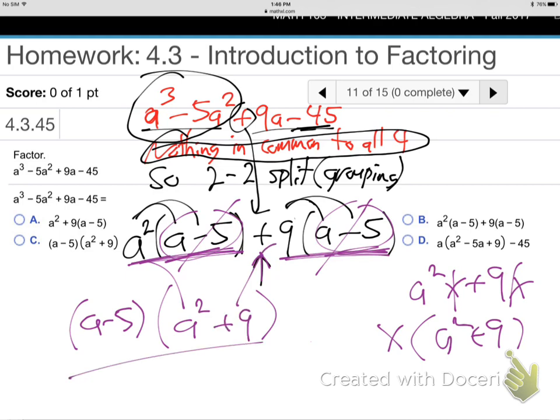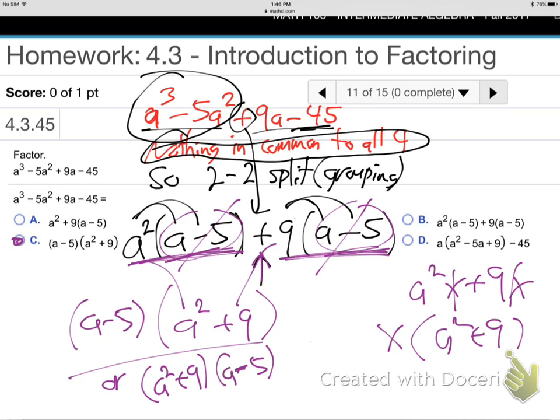Does it matter what order? It doesn't. Yeah, good question. You could put the a squared plus 9 in the front. It's the same thing. I'll say or this way. It doesn't matter. So it's option C here, isn't it? Is that good on that?